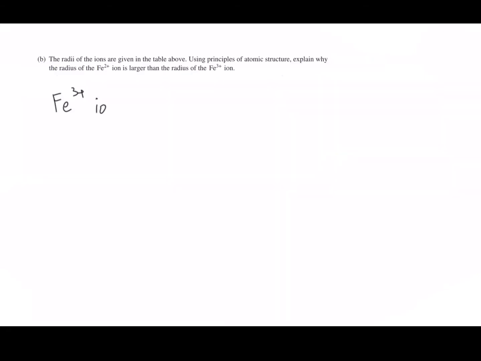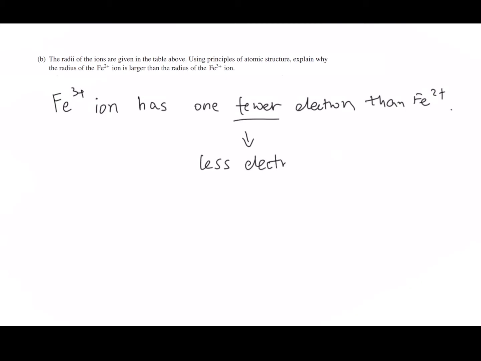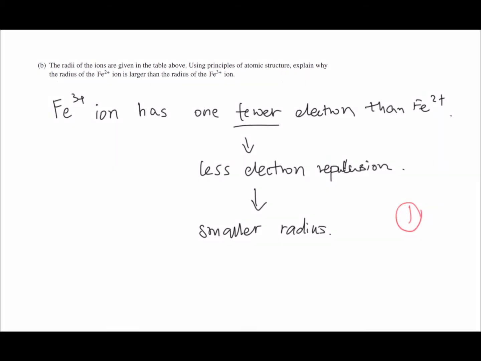Since the Fe+3 ion has 1 fewer electron than the Fe+2 ion, it has less electron repulsion, which means it has a smaller radius. You will receive 1 point for the correct justification.